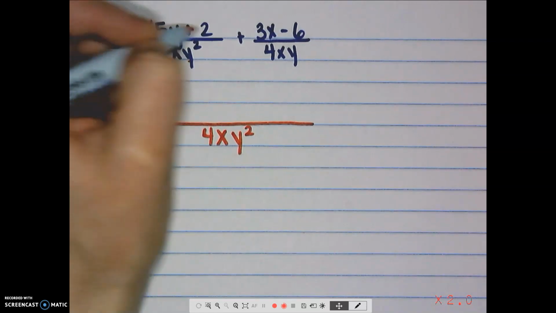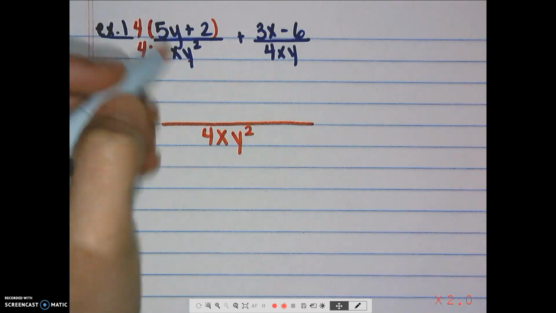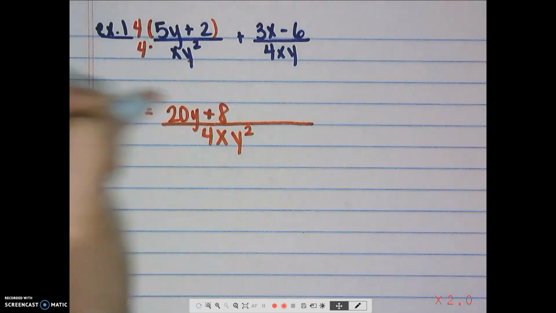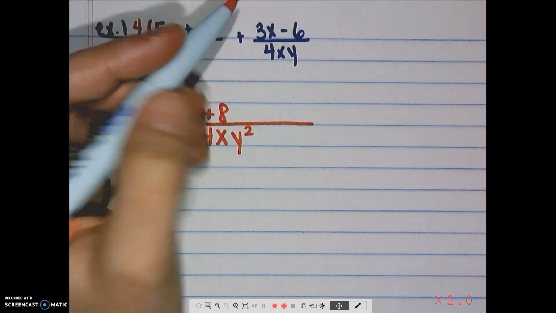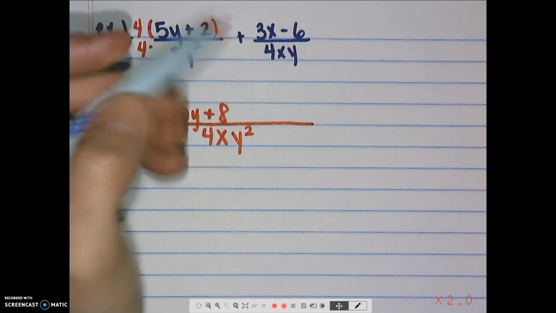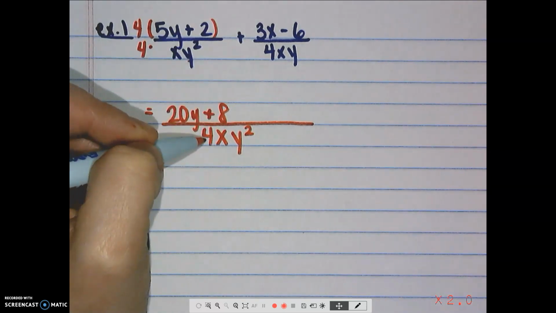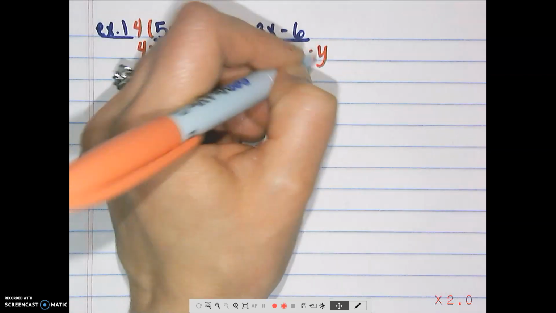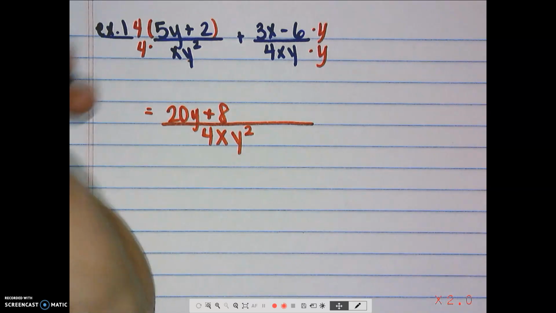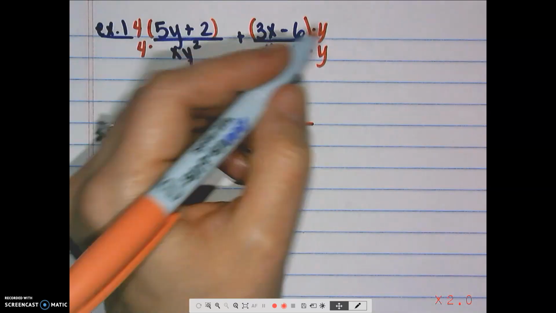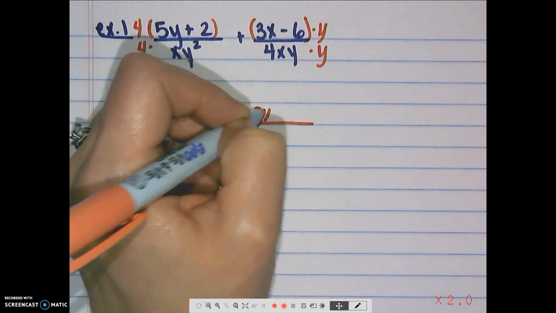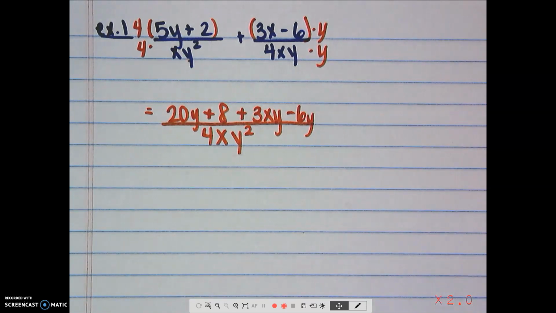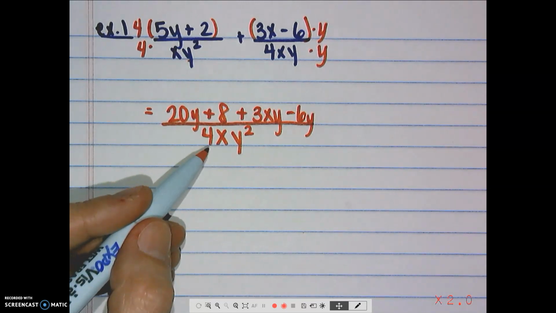So when we multiply this 4 to the numerator, we do need to distribute in. That means we would get 20y plus 8. Okay? To go from the second fraction's denominator to the new denominator, we already have the 4, we have the x, we have one y, but we need another one, so we're going to multiply both the numerator and the denominator by y. So again, we're going to distribute in. So that means that we would have 3xy minus 6y. Okay? And that's all over this common denominator of 4xy squared.